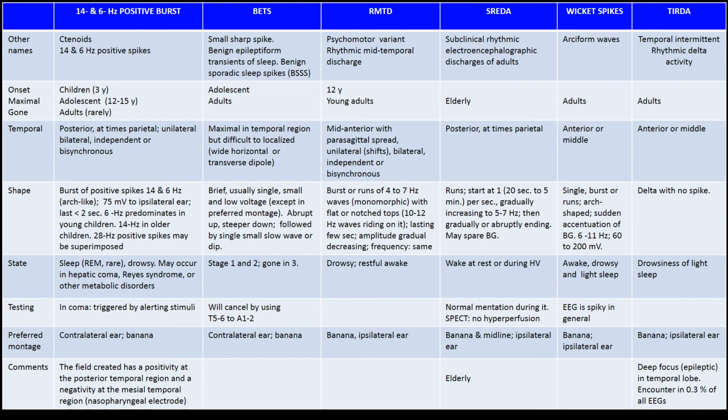This is the chart that I have presented to you several times. This is the chart exposing all the activity that occurs in the temporal lobe. Please take a few seconds to look at it and compare 14 and 6 Hz positive burst with all the other activity that also occurs in the temporal lobe.